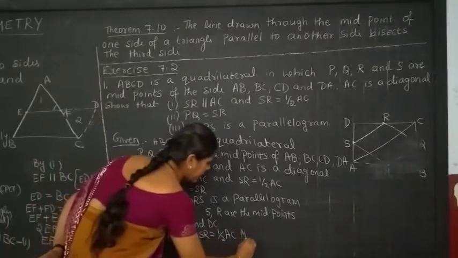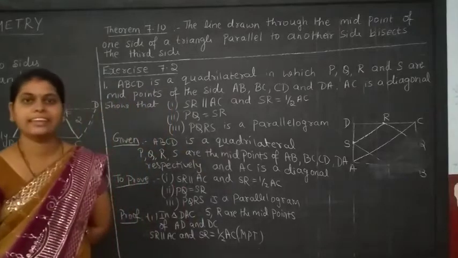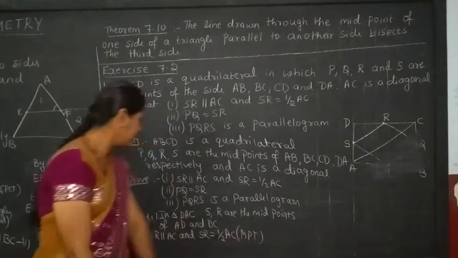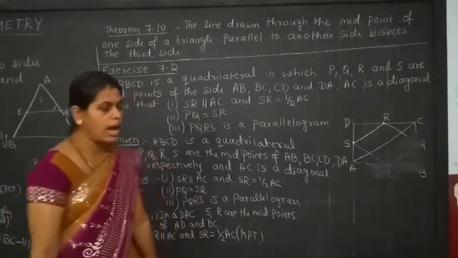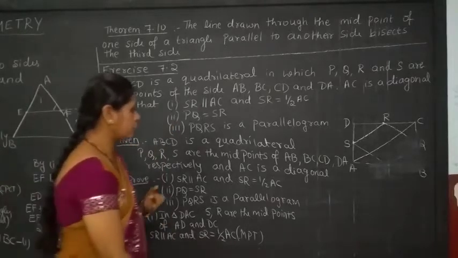So by midpoint theorem, MPT, this is not mass PT, students. MPT means midpoint theorem. By midpoint theorem, I can say SR is parallel to AC and SR is equal to half AC. So first proof is over. Now go to second proof.